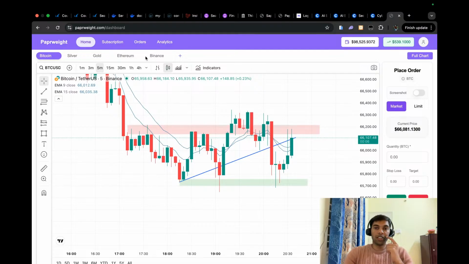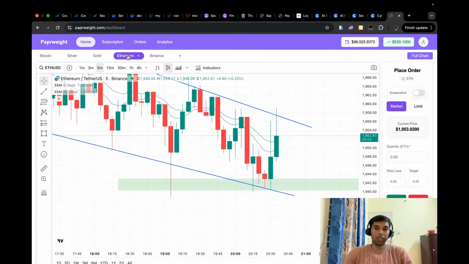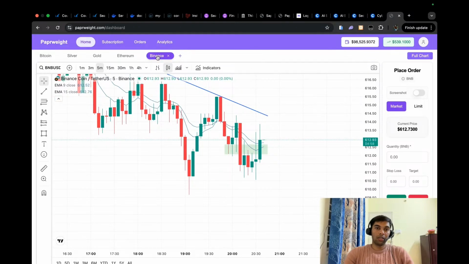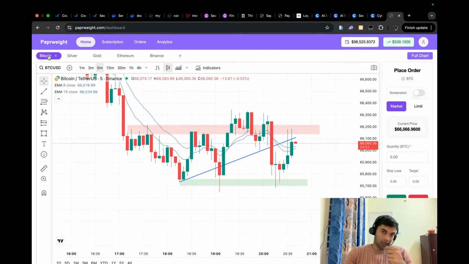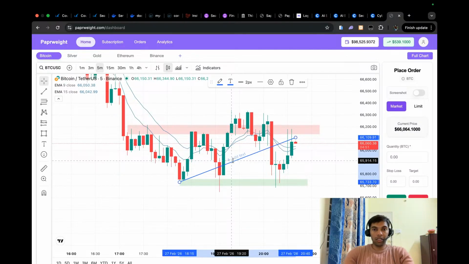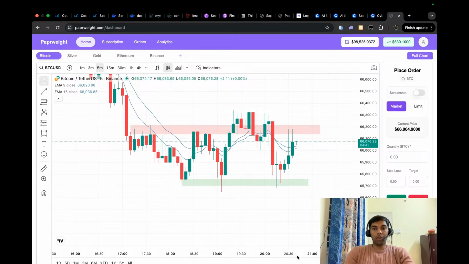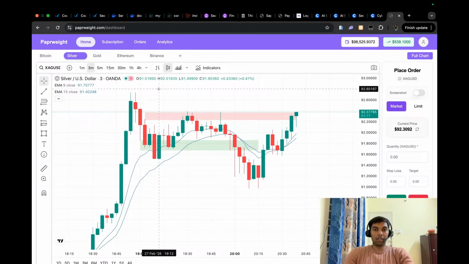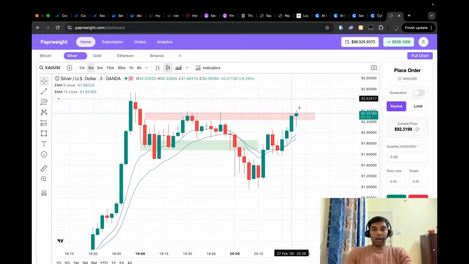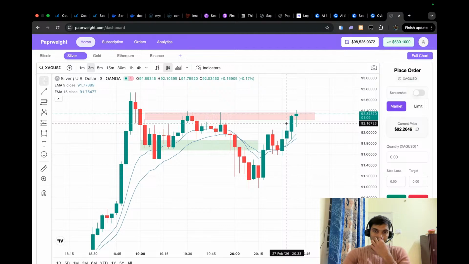Bitcoin is facing rejection from the selling zone. Ethereum is also facing rejection from the selling zone. Binance is also facing rejection. So a trade can be executed on the sell side. We can see that this can be a trapping buying system as well, so we have to be a little bit careful here.